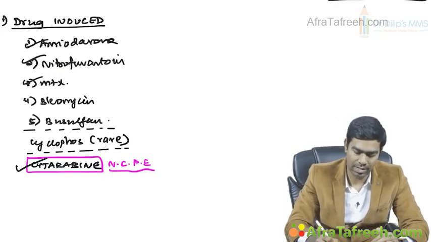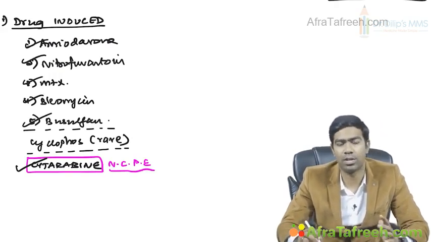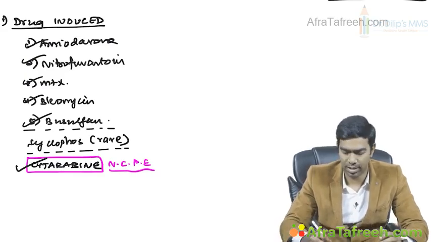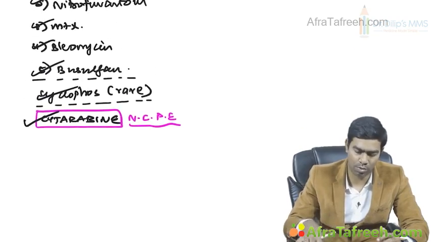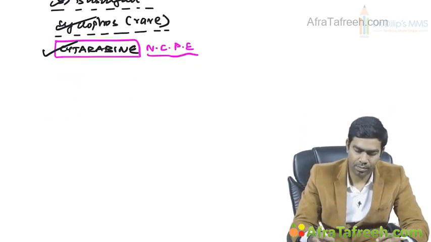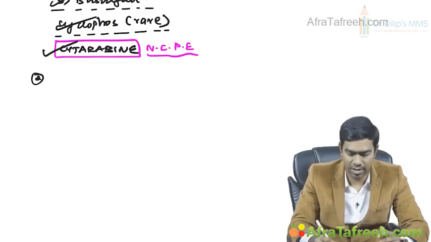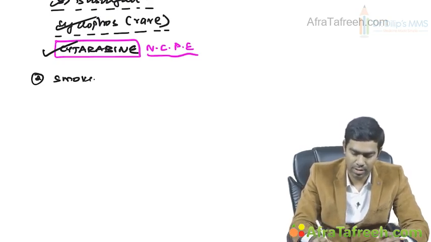So these are the classic drugs you have to remember, and these are the drugs that cause pulmonary fibrosis, which means they are the ones that cause ILD, plus cyclophosphamide, which you can remember also. Now, second, you have certain ILDs that are smoking related.